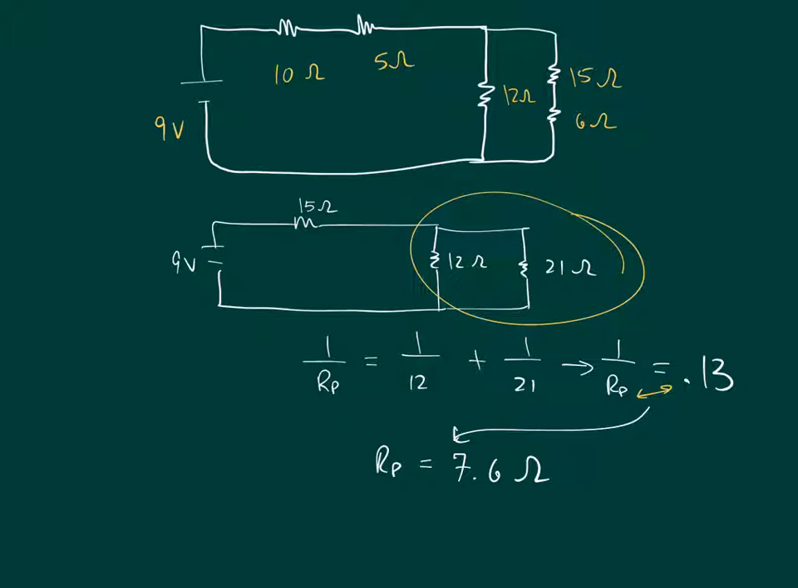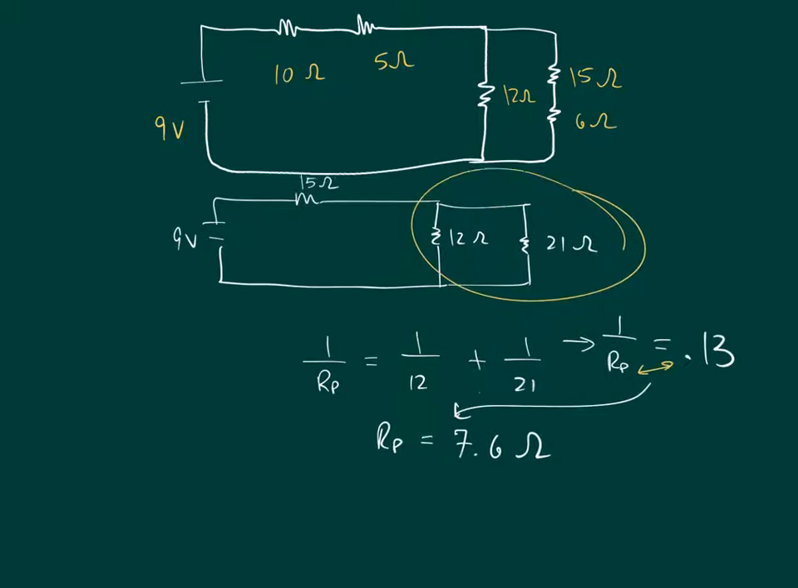How did you get 7.6? Inverse of this. Because look, 1 over RP equals this decimal. 1 over RP equals 1 over R1 plus 1 over R2. Add these together to get this decimal, but this is in a denominator. You've got to switch these two. 1 over 0.13 will give you 7.6.